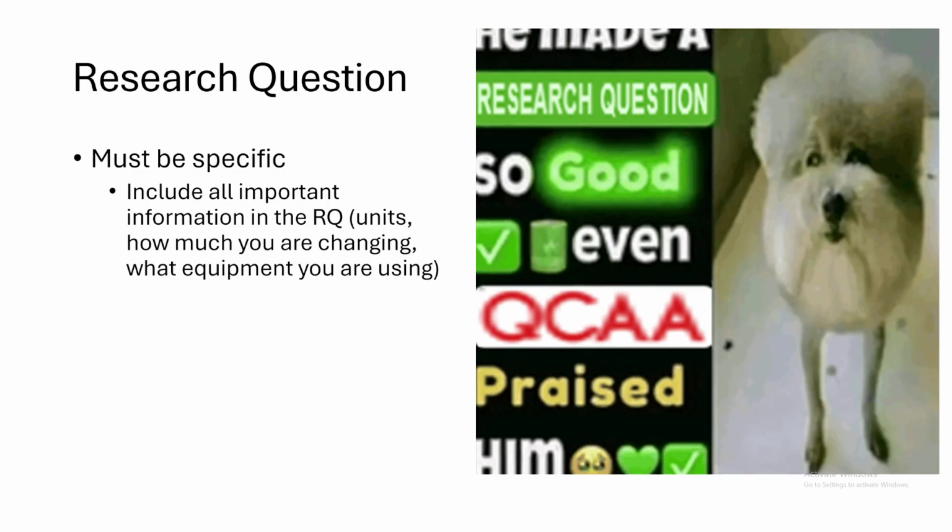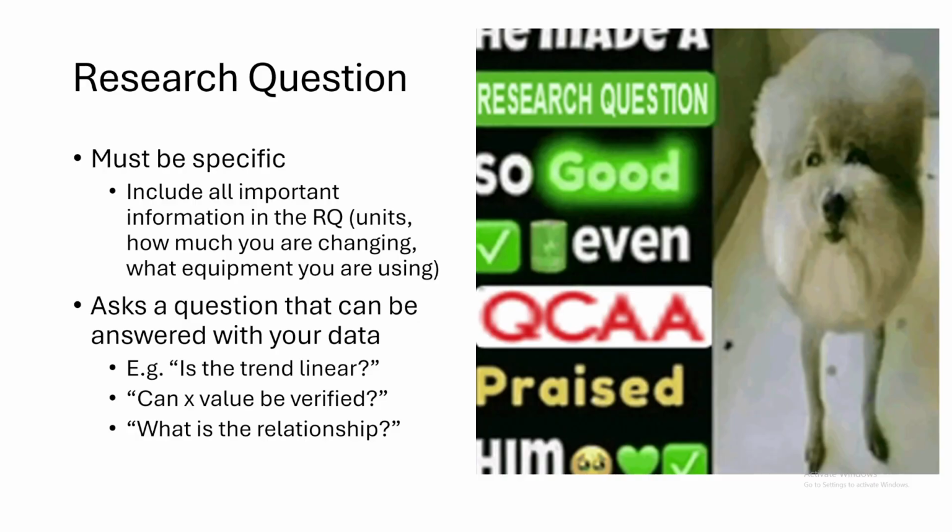So, an example research question would be something like, how does force in newtons on a current carrying wire, which changes amperage by 0.2 increments, blah blah blah, using this model of ammeter, this type of wire, extremely specific in your research question. And your research question must be a question that can be answered with your data.